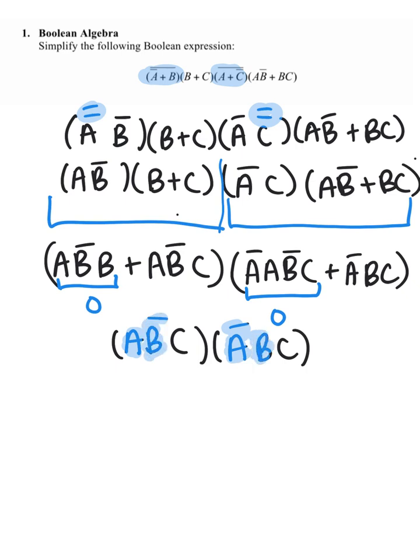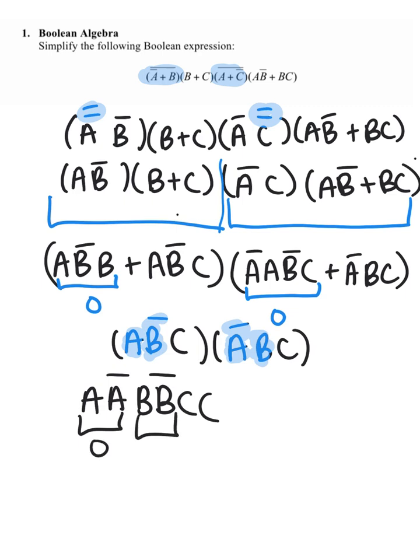So let's multiply out and make sure, but you get A, not A, B, not B, C, C. And then again, those are two instances when these would both be 0, and anything times 0 is always 0. So this would be 0 times C, and that's going to be your final answer, which is just going to be 0.